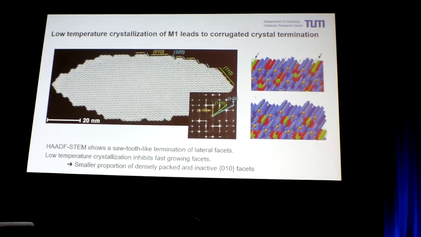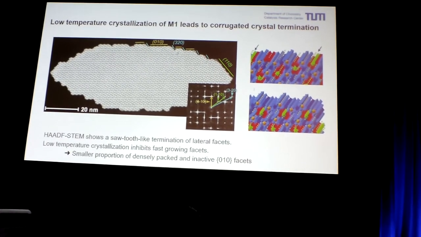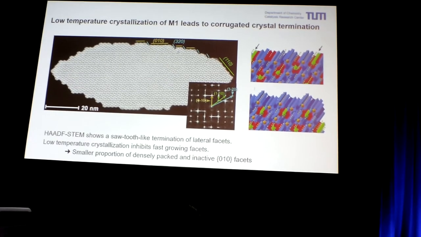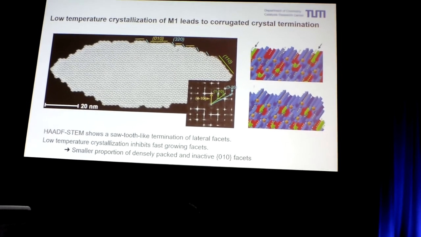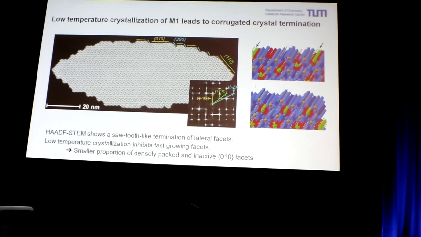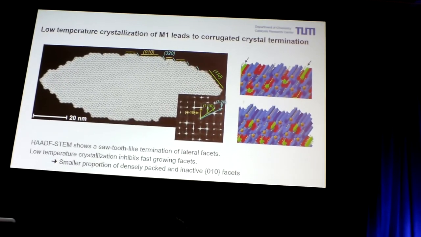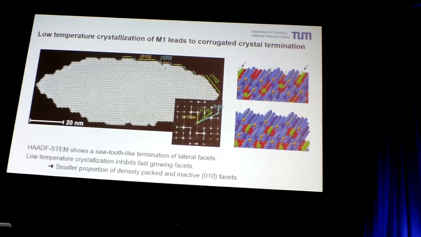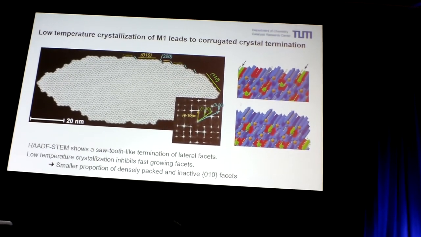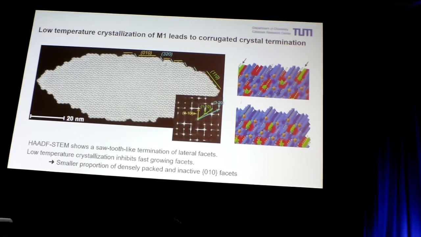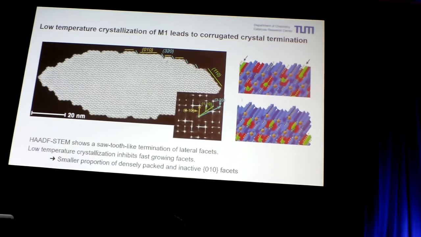Then if we look at the materials prepared by the new method with STM, we always find this morphology with a very corrugated lateral termination. As soon as we saw these particles, it was clear to us why this intrinsic activity is indeed higher, because in this type of corrugated lateral termination, we almost don't find any extended 0-1-0 inactive facets.